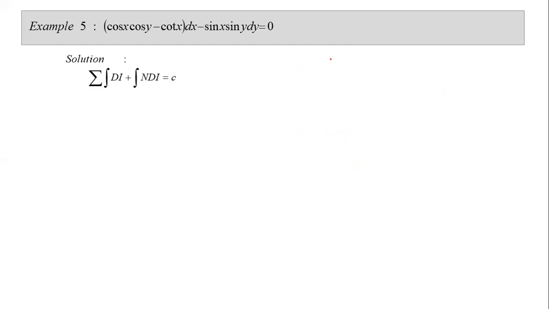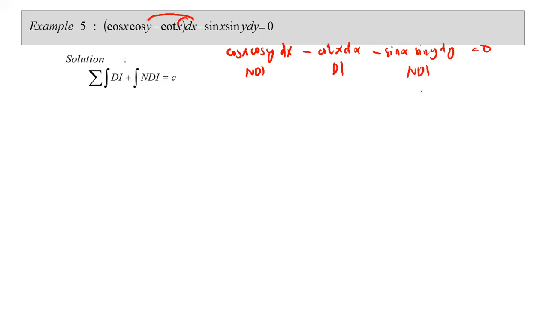Okay, and then we use this method. So you just introduce dx to each term inside, to determine which one is the direct integrable and which one is the non-direct integrable. So you have cosine x cosine y dx, then minus cotangent x dx, minus sine x sine y dy equals 0. So cosine x cosine y goes along with dx, so this is non-direct integrable. This is cotangent x going along with dx, so that's direct integrable. Obviously, this is sine x sine y going along with dy, non-direct integrable.